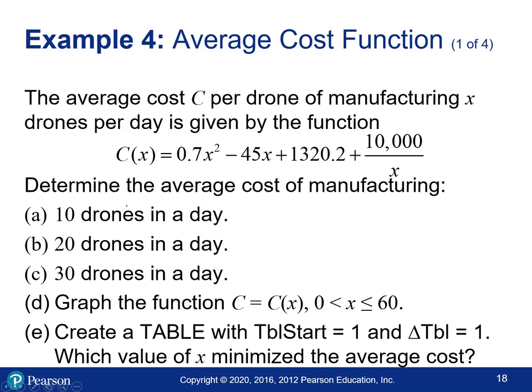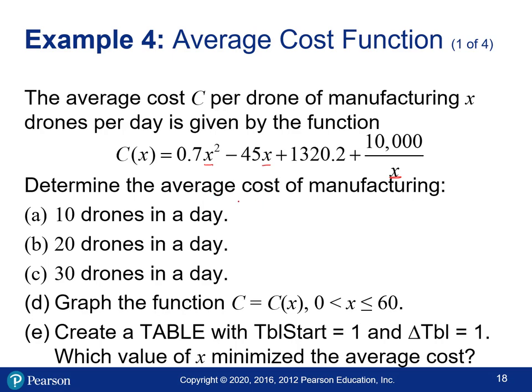It was given to us from the context of this problem through some kind of research that was done about cost of drones. You can name your function anything you want. We normally name it F, but when we're talking about application problems like this, like cost, it makes sense to name it C. So C of X, where X is the input, and X is the number of drones. So it says X drones per day, so X is the number of drones. And then notice the places where you're going to plug in X if you need to plug it in. It's going to go in 3 spots.